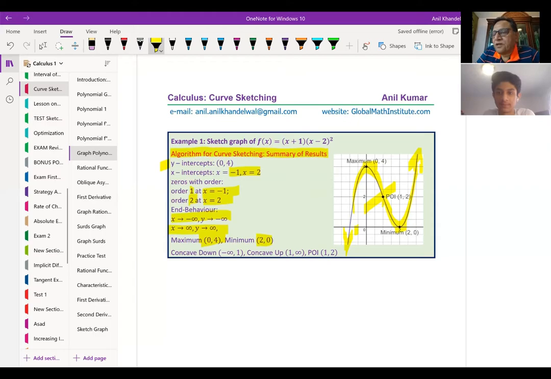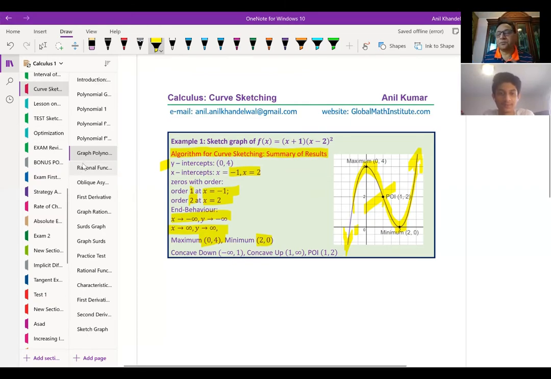So there you go. It's an accurate graph shown to you. That is how you do any polynomial for that matter, and that's the algorithm for polynomials. We need not do any testing for asymptotes and holes and discontinuities because polynomials are continuous graphs.